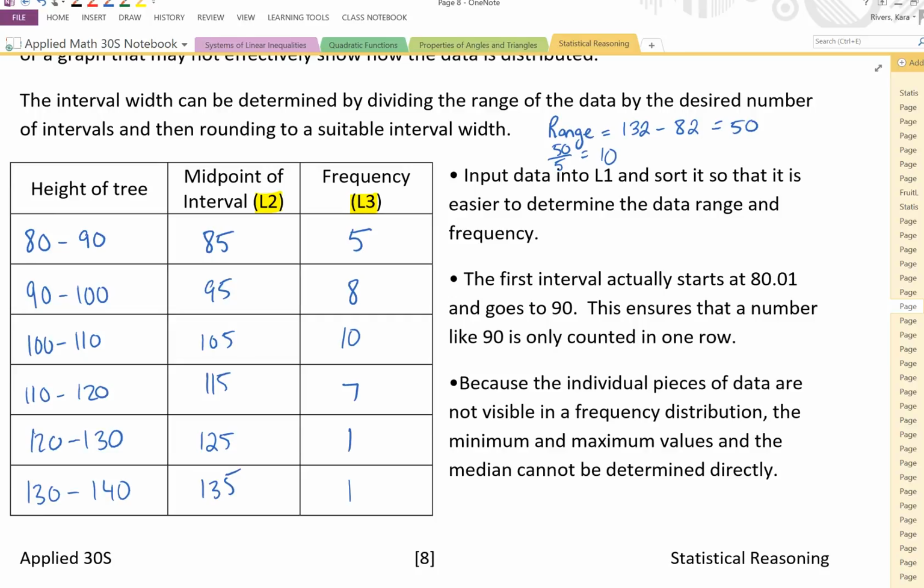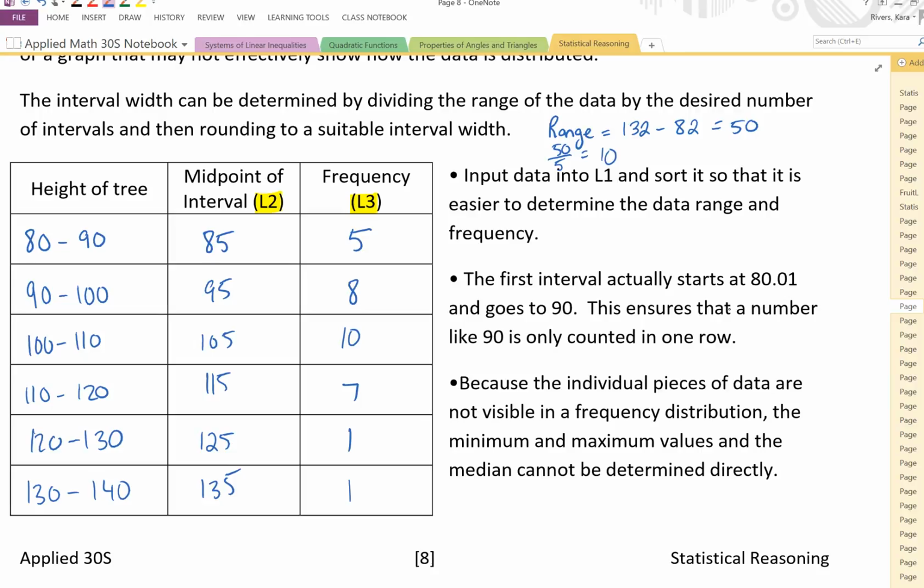So some of the information we're talking about is on the side here. It says input data into list 1 and sort it so that it's easier to determine the data range and the frequency. We did that. The first interval actually starts at 80.01 and goes to 90. This ensures that the number like 90 is only counted in one row. So that's what I was talking about. Put the 90 in the first interval, not in the second one.